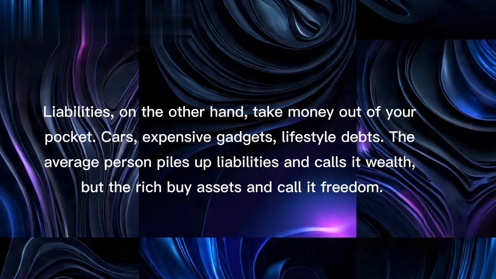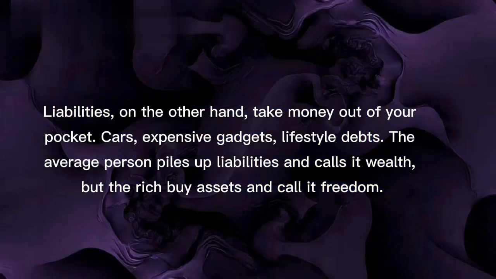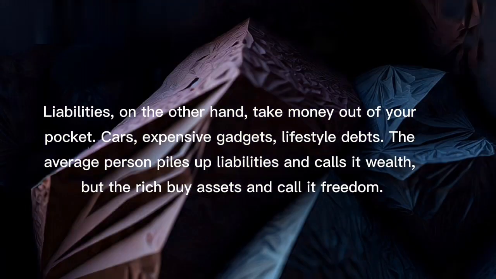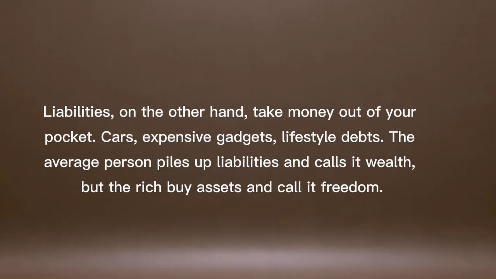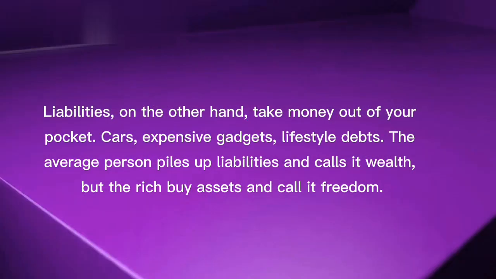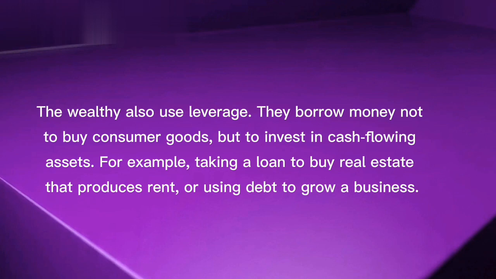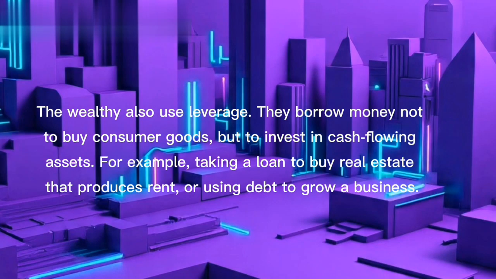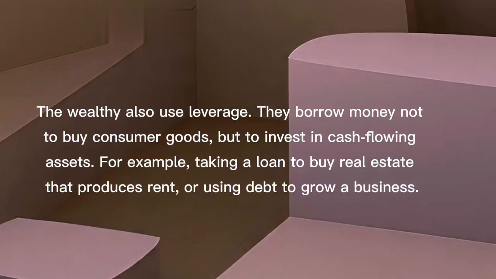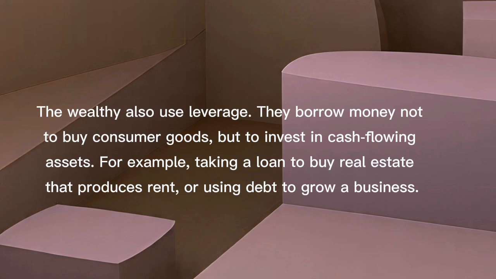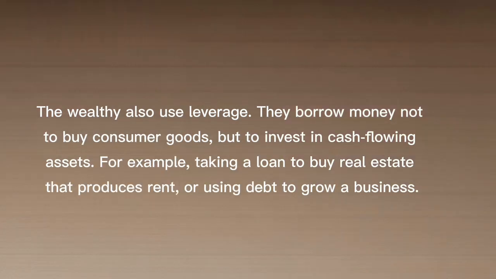Liabilities, on the other hand, take money out of your pocket. Cars, expensive gadgets, lifestyle debts. The average person piles up liabilities and calls it wealth, but the rich buy assets and call it freedom. The wealthy also use leverage. They borrow money not to buy consumer goods, but to invest in cash-flowing assets. For example, taking a loan to buy real estate that produces rent, or using debt to grow a business.